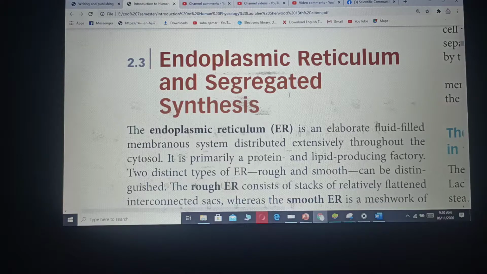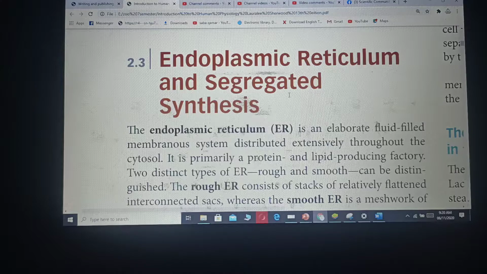The first function, they are involved in the formation of proteins. The second function of the endoplasmic reticulum is lipid producing factory, and they are also involved in the detoxification of different kinds of drugs, and they are also involved in nerve impulse conduction, or generating a cellular response in muscles.